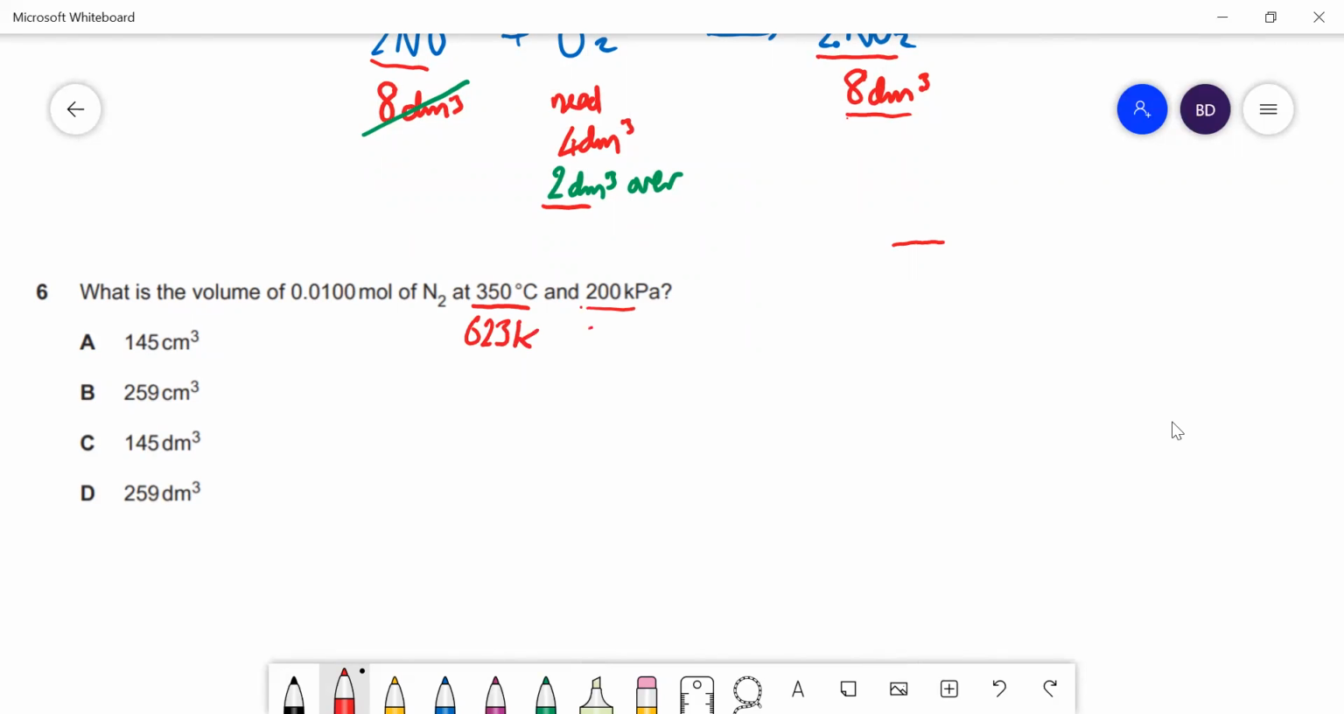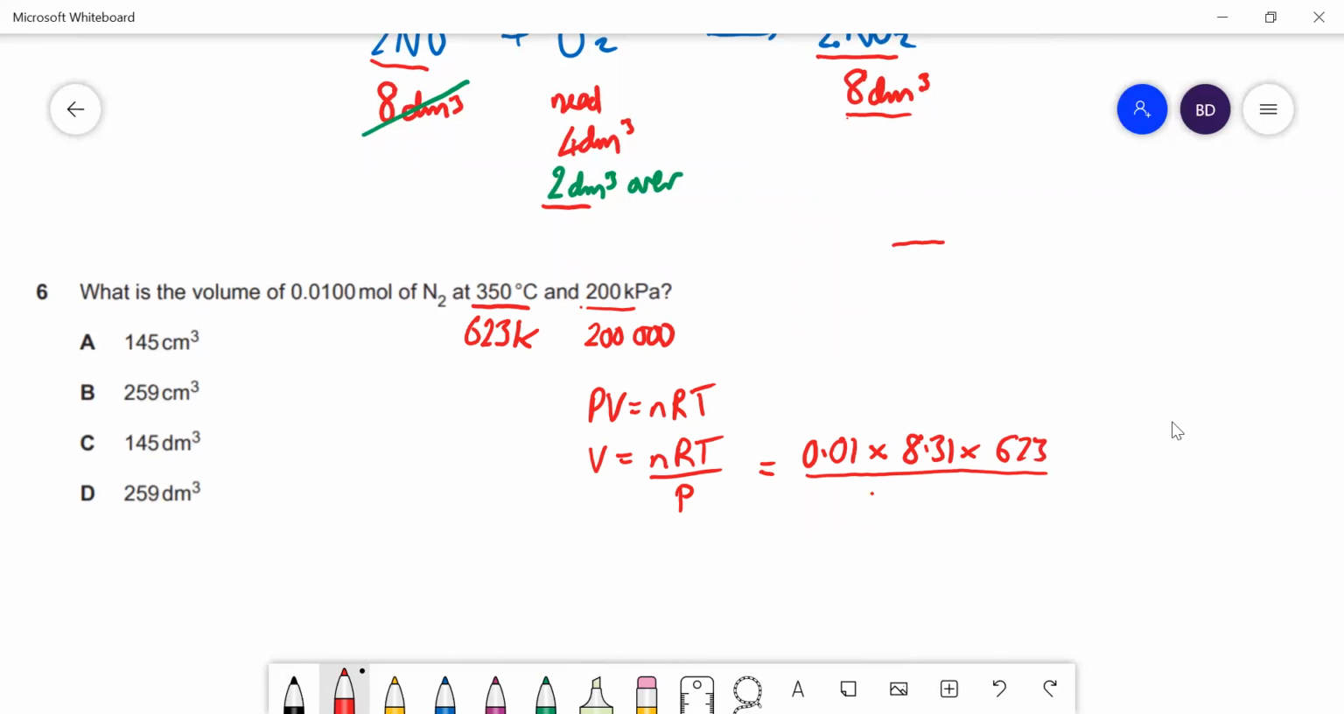Don't forget the pressure needs to be converted to pascals before we put it into the ideal gas equation. We have PV is equal to nRT. Volume is going to be equal to nRT over P. You've got to be really careful with the units here. So number of moles, 0.01, multiplied by R, 8.31, that's the gas constant, multiplied by the absolute temperature, 623, divided by the pressure in pascals, not kilopascals, and that's going to give us our volume in meters cubed.